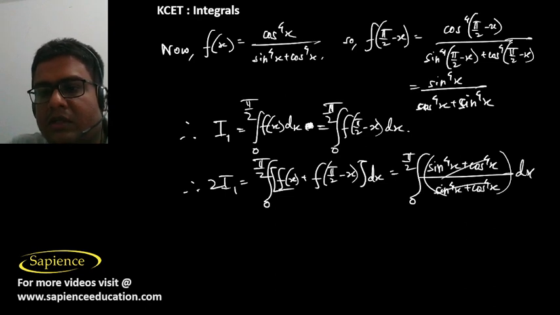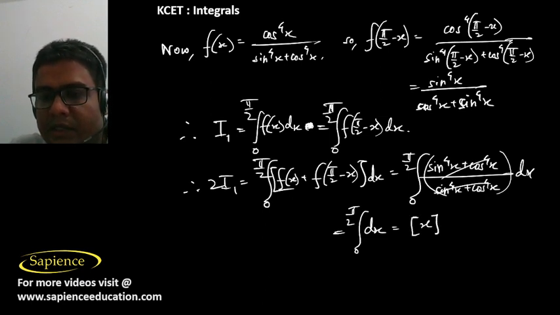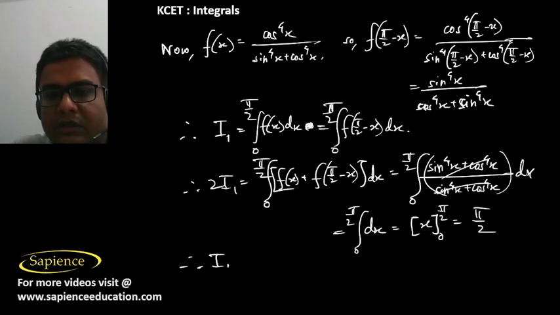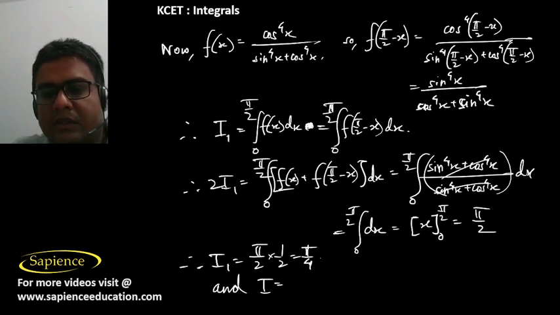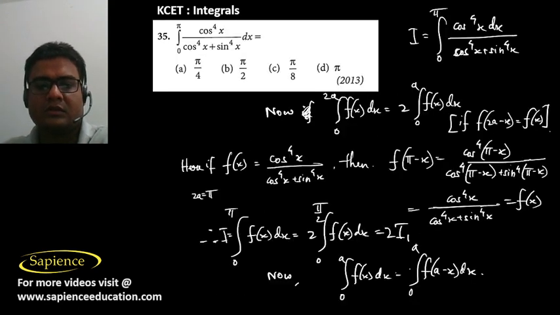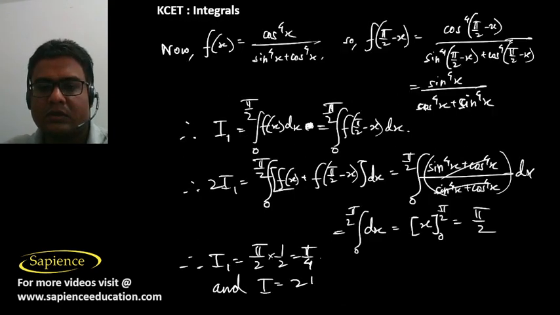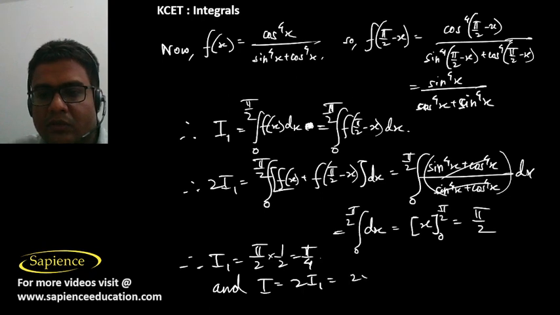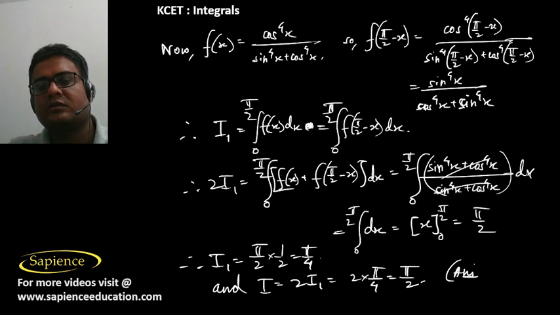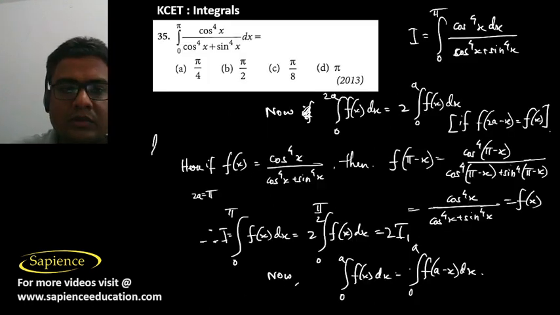Which is nothing but integral dx from 0 to pi by 2, which is x going from 0 to pi by 2, that is pi by 2. So I1 is equal to pi by 2 times 1 by 2, that is pi by 4. And now I, the integral 0 to pi f of x dx, is equal to 2I1, so 2 into pi by 4 is pi by 2. Pi by 2 is the answer. Option B is the correct answer.